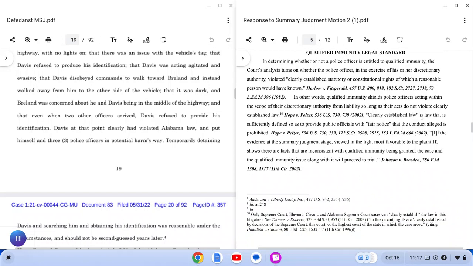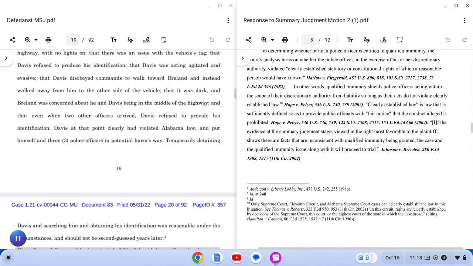Clearly established law is law that is sufficiently defined so as to provide public officials with fair notice that the conduct alleged is prohibited. If the evidence at the summary judgment stage, viewed in the light most favorable to the plaintiff, shows there are facts that are inconsistent with qualified immunity being granted, the case and qualified immunity issue alone will proceed to trial. Might have read that wrong a little bit, but y'all get what I'm saying. And then here's the footnotes right here. So I'm gonna read y'all footnote 10 because y'all need to know that.